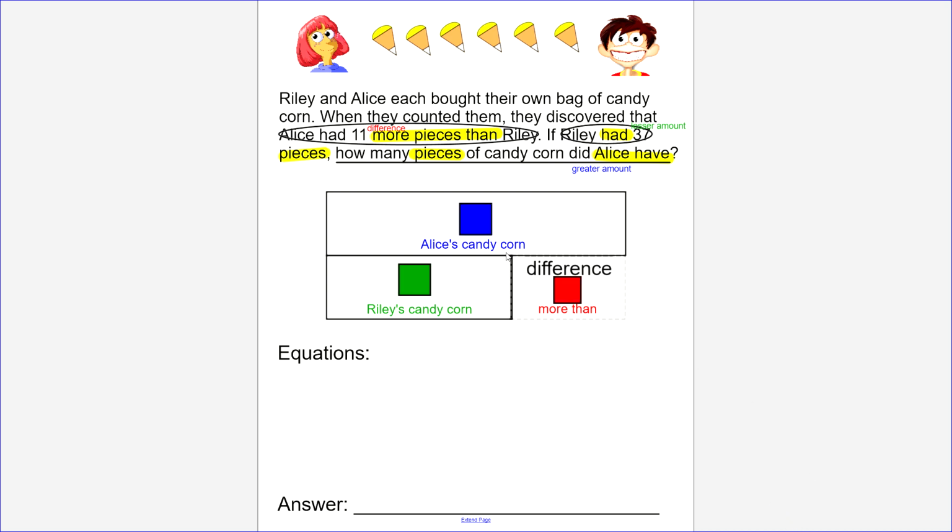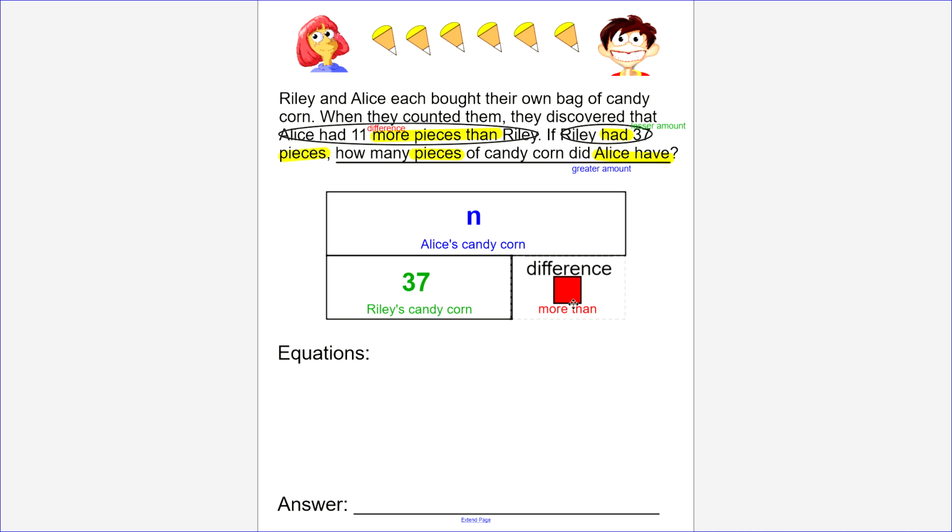How many pieces of candy corn does Alice have? What number would we put in the greater amount? Oh yeah, that is the unknown because the question's asking us how many pieces of candy corn Alice had. So I'm going to put N for the greater amount because it's unknown. How many pieces of candy corn did Riley have? Riley had 37 pieces of candy corn. So my lesser amount is 37.